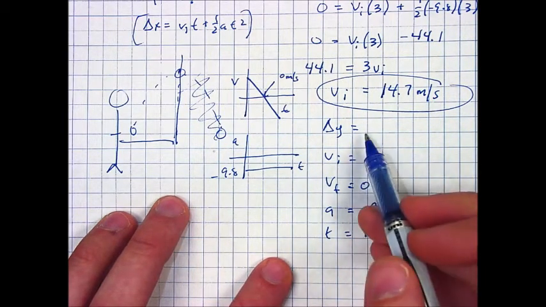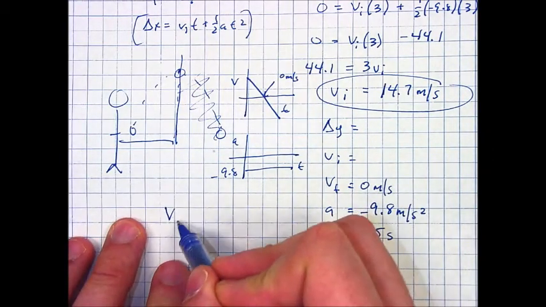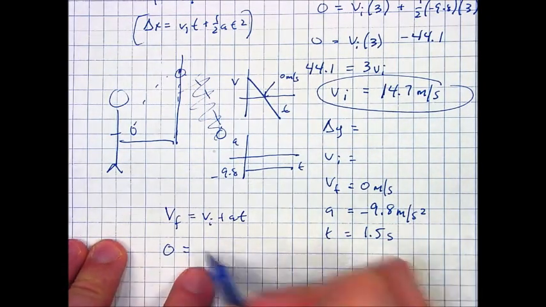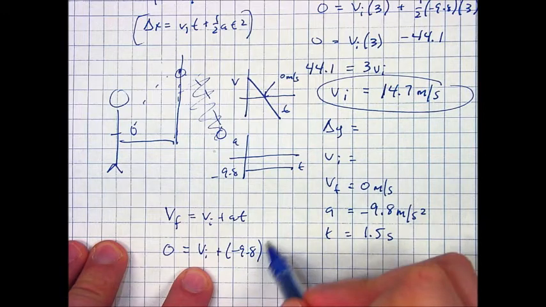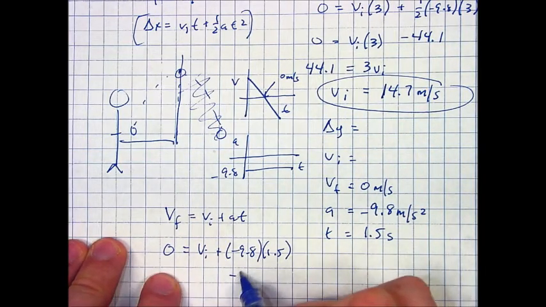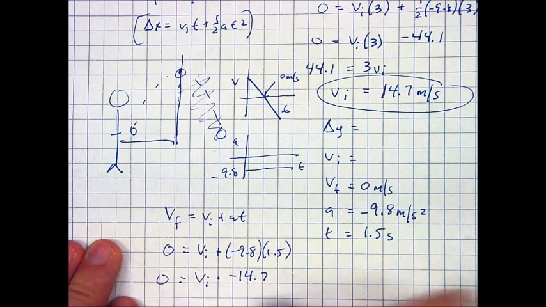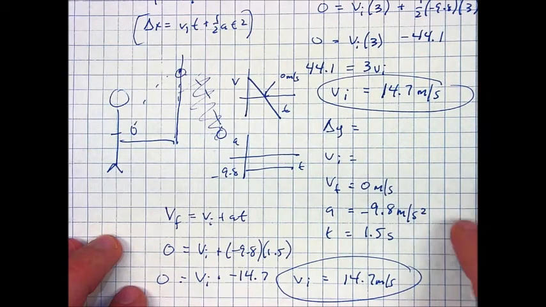I think in this case you would use the one that doesn't have delta y in it because you don't care. So then it would be v final is equal to v initial plus at. So v final is 0. V initial is, we're not sure yet. Acceleration is negative 9.8 and time is 1.5. Negative 9.8 times 1.5 is, well, what do you know? It's negative 14.7, and then when you add it onto this side, you're going to get v initial is equal to 14.7 meters per second. So either way gives you the same answer, which is pretty cool, I think.